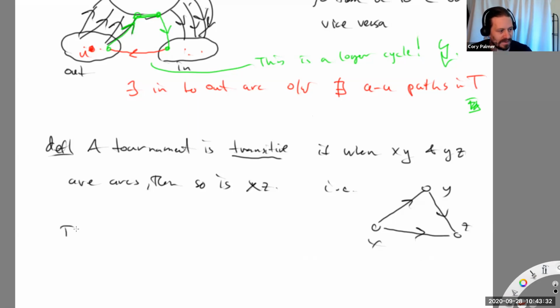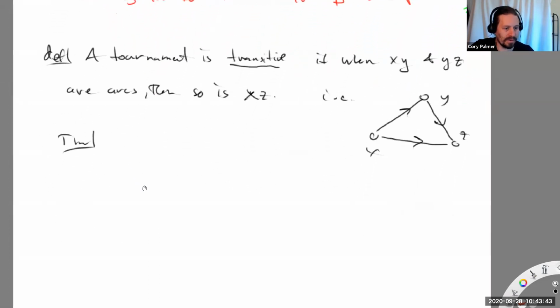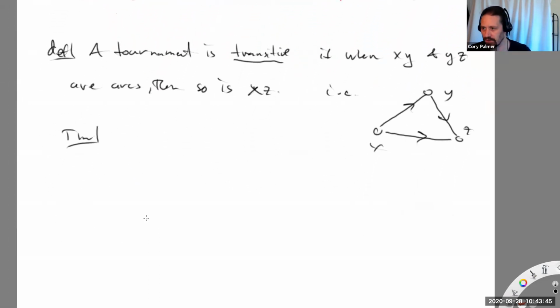And we have this nice theorem that characterizes transitive tournaments. So a tournament being transitive is equivalent to a bunch of different things here. I'm not going to prove all of them, maybe we'll just prove the first one. The rest of these are going to be exercises. These are classic exercises.